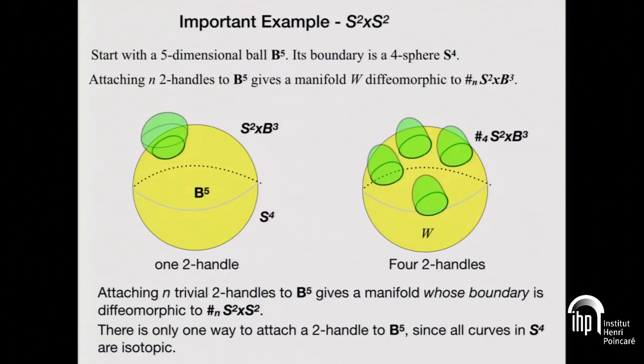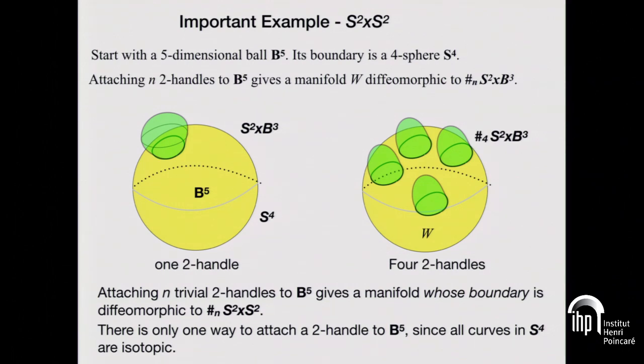Okay, so let's look at an important example for Markov, S2 cross S2. If I have no one handles and just attach a two handle to the five ball, what do I get? Well, in dimension three, you just get a thickened two sphere. You attach a dome to a ball, you'll get an S2 cross an interval in three space. And in five space, you'll get an S2 cross B3. You'll just thicken everything by two dimensions. If we have a bunch of two handles that we've attached to a five ball, we'll get a connect sum of S2 cross B3s. And the boundaries of these S2 cross B3s are S2 cross S2s. And in this case, the boundary will be a connect sum of S2 cross S2s, one for each two handle.